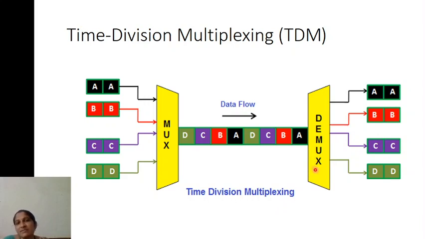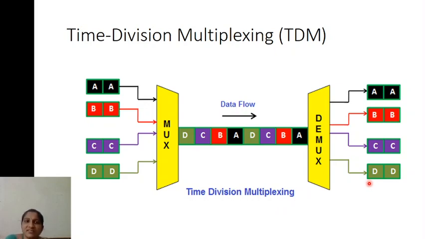So what does this demultiplexer do? It will divide the combined data back into the usual data. That means however many inputs there are, that many outputs should be there. So it will divide it into the different outputs and place each on its specific output channel, so that we will not lose any data here. That is about time division multiplexing.